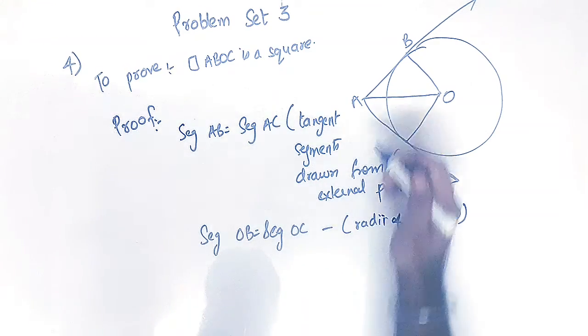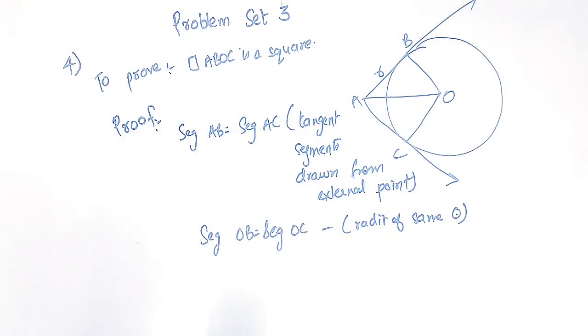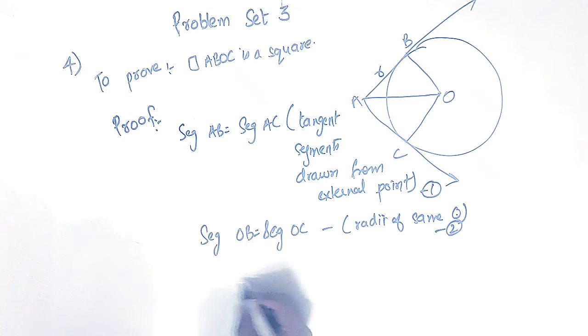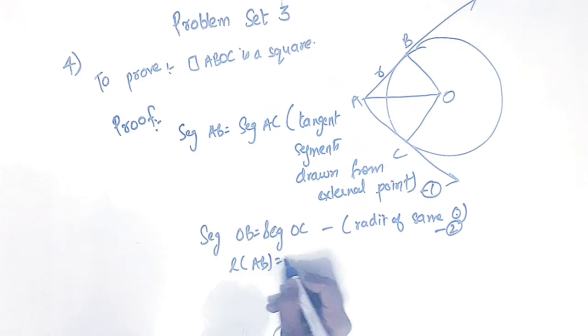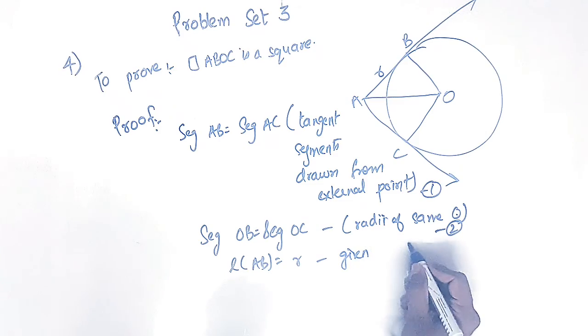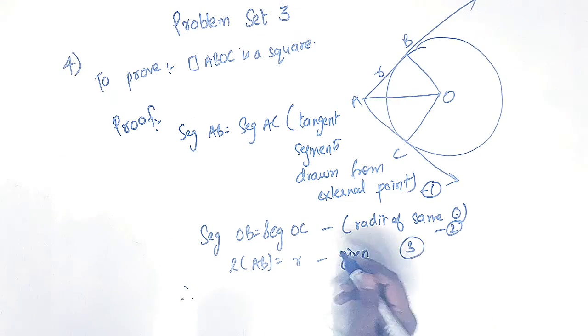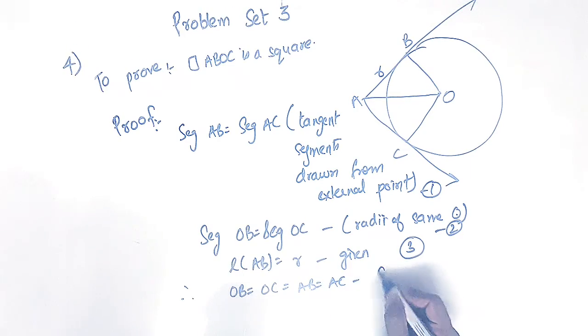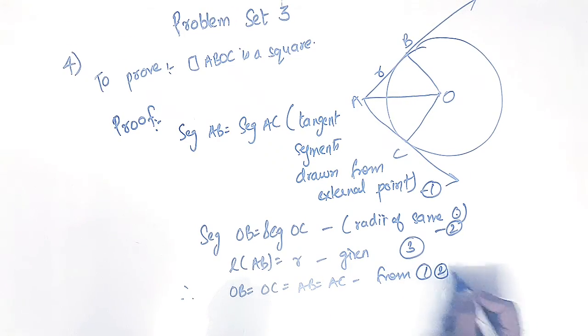One more important piece of information given here is length AB is equal to R. So from 1 and 2, I'll write here length AB equals R. This is given and I'll name this point number 3. So from 1, 2 and 3 we have OB equals OC equals AB equals AC.